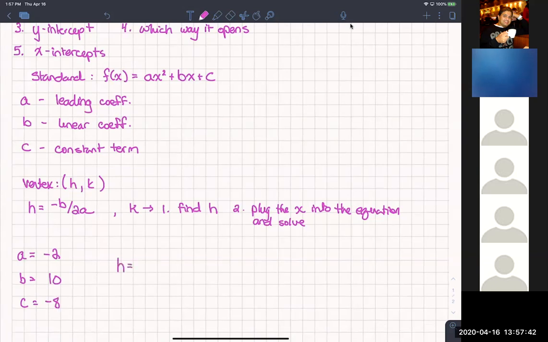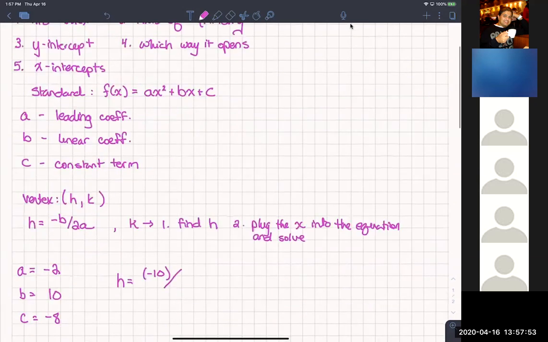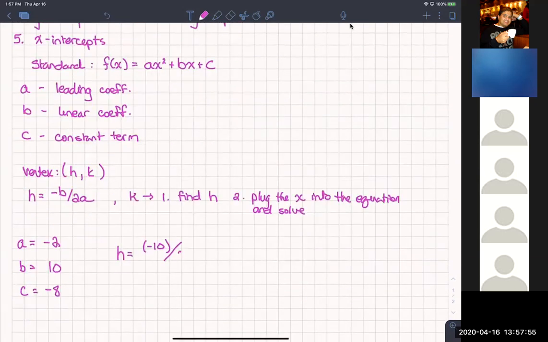So the x coordinate of the vertex, h, is negative b, which is negative 10, divided by 2 times a, which gives me 10/4, which reduces to 5/2. Now to find the y coordinate, you plug it in.